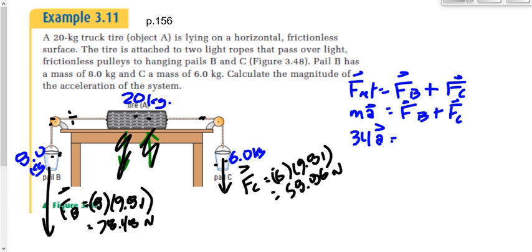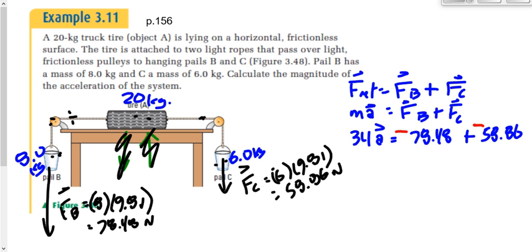And what's FB? 78.48. And what's FC? 58.86. Should I put any negatives in here? They're both downward, aren't they? Do I make them both negative? Downward force, 78. Downward force, 58. Does that make sense? Remember I told you not to write that down yet? I told you that because that's not quite right. Most of it is, actually. So if you wrote it down, it's not like you wasted your time.